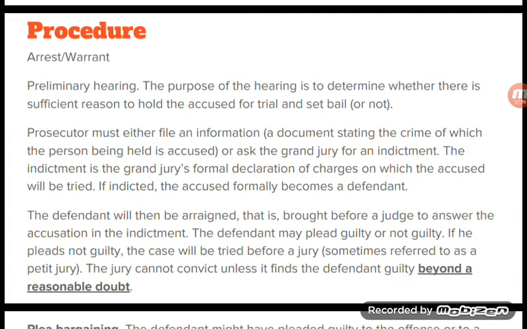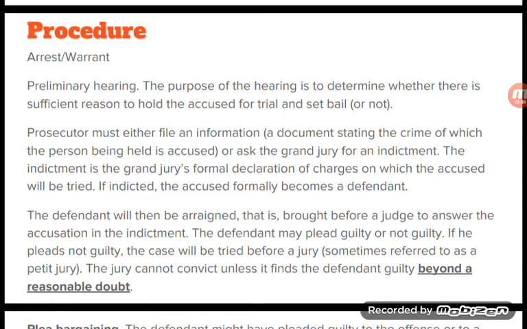The prosecution must either file an information, which is a document stating the crime of which the person being held is being accused of, or ask the grand jury for an indictment. The indictment is the grand jury's formal declaration of charges on which the accused will be tried. If indicted, the accused formally becomes a defendant at that point. So at first, the arrest, the warrant, preliminary hearing, the person is an accused. After the document has been filed or the grand jury indictment has been done, that's when they've been formally accused and become a defendant. The defendant will then be arraigned, which means they are brought before a judge to answer the accusation of the indictment.